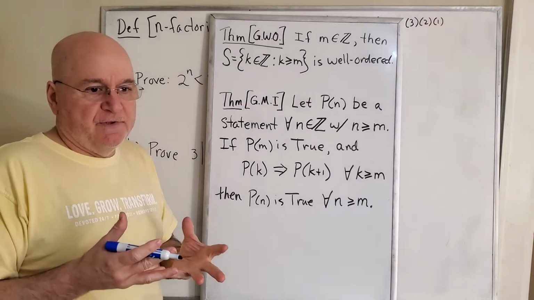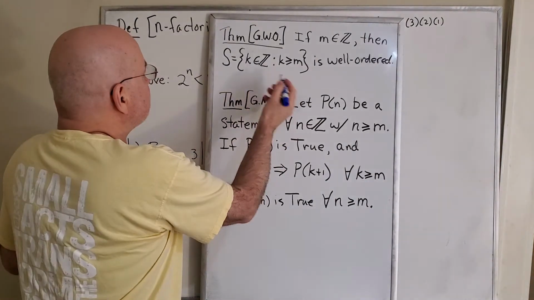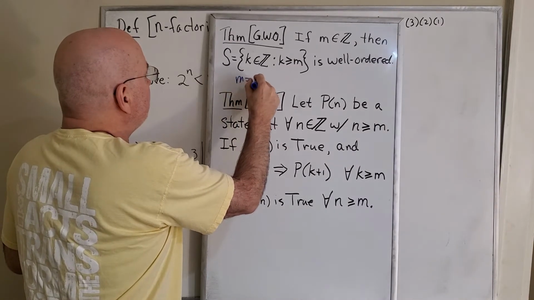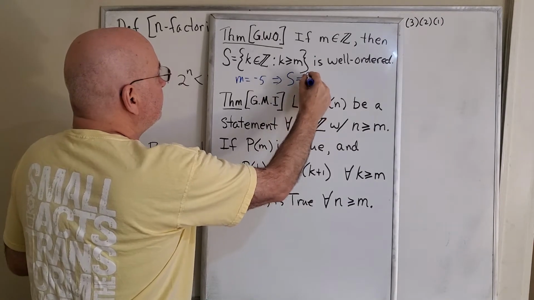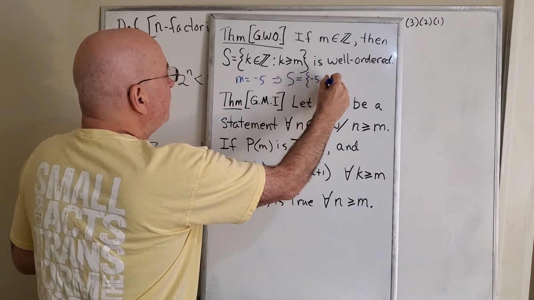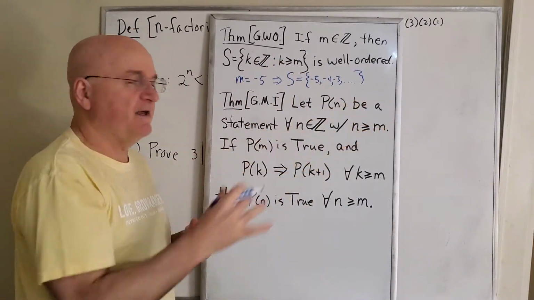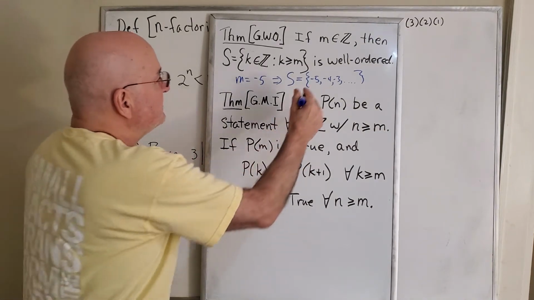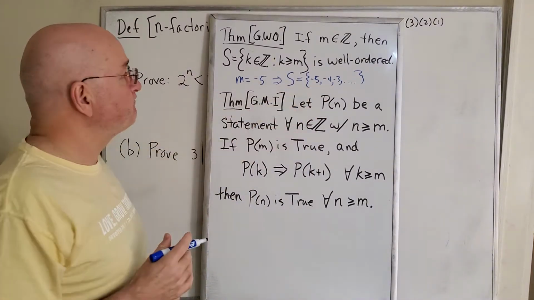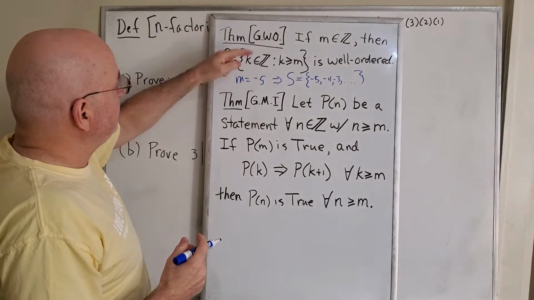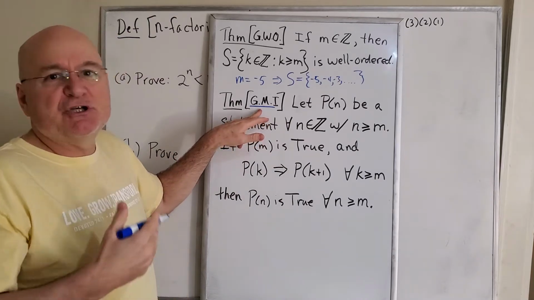Well, we already knew that the natural numbers are well-ordered. And all this is saying, another way of writing this S, let's just say m equals -5. That implies the set S would be -5, -4, -3, -2, -1, 0, 1, 2, 3, ... And that kind of makes sense. Clearly, every subset of this has a minimum element. And that leads us into what I just put in like the name GMI.